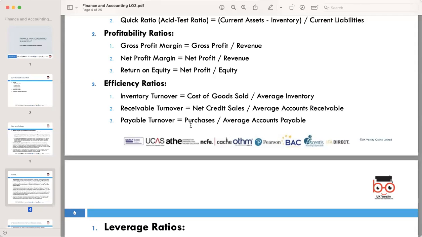These ratios provide valuable insights into a company's financial health, such as its ability to meet short-term obligations, profitability, and operational efficiency.